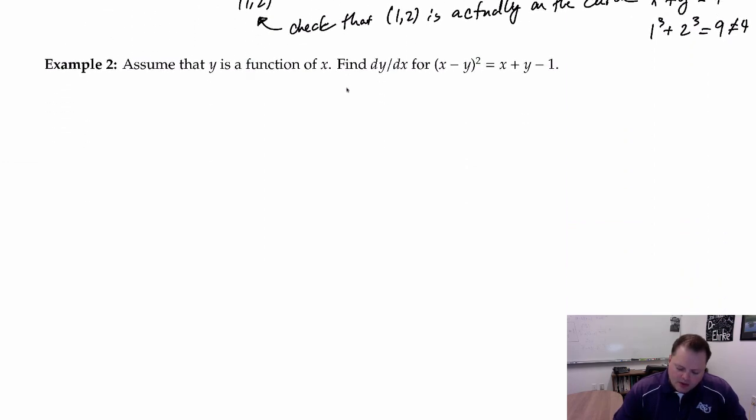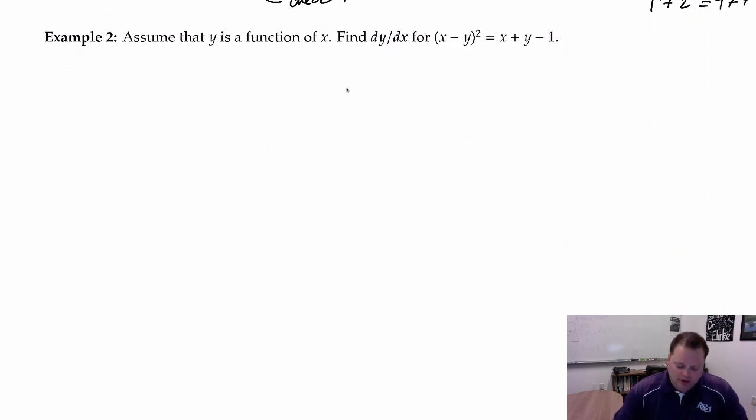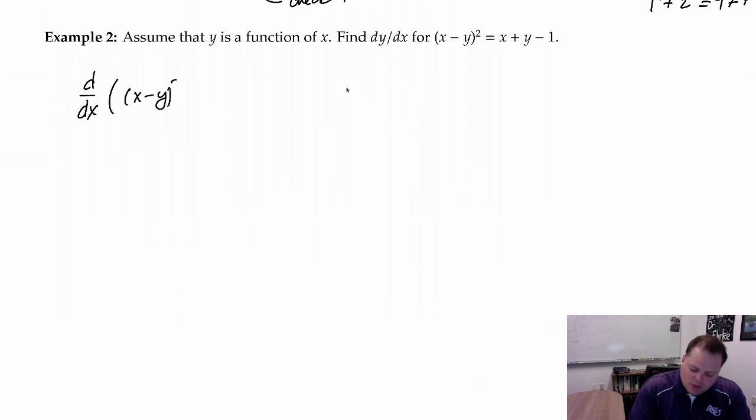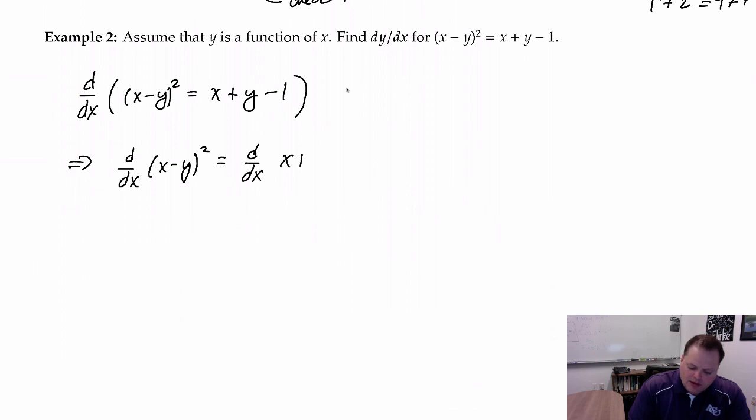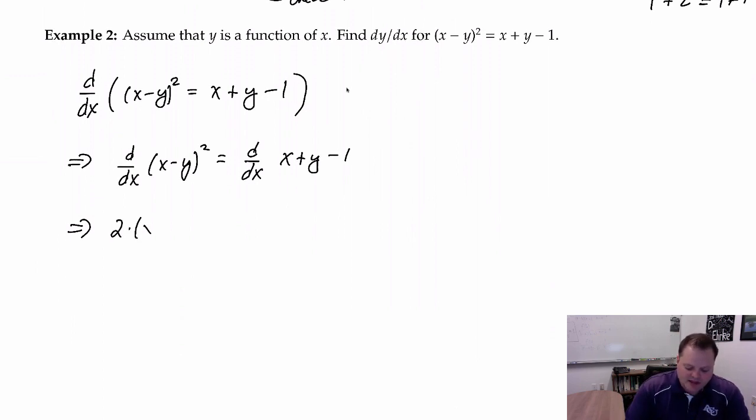All right, so let's do another example. We're going to find the derivative of this function implicitly. So I'm going to take the derivative of (x minus y) quantity squared equals x plus y minus 1. We're going to distribute to every piece, so I'm going to take the derivative of the left-hand side and set that equal to the derivative of the right-hand side. Now, on the left-hand side, we have something squared, so we know the derivative of that is 2 times that thing. But then I have to multiply by the derivative of the inside.